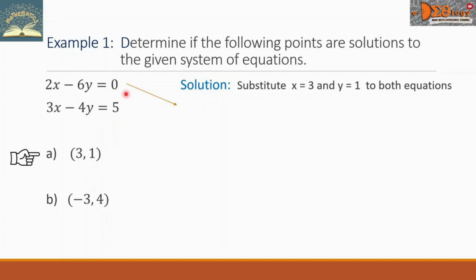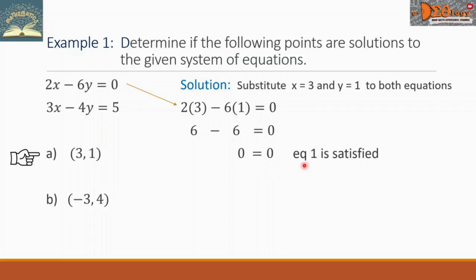So we substitute x equals 3 and y equals 1 to both equations. Let's begin with the first equation. 2x minus 6y equals 0. Upon substituting, we have 2 times 3 minus 6 times 1 equals 0. 2 times 3 is 6 minus 6 times 1 is 6 equals 0. 6 minus 6 is 0 equals 0. So equation 1 is satisfied.